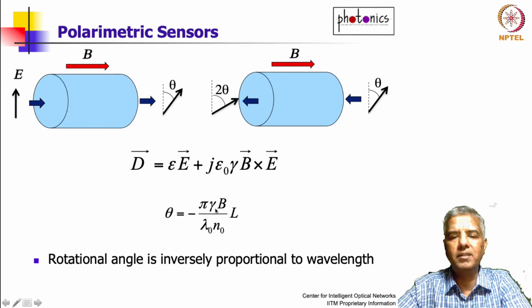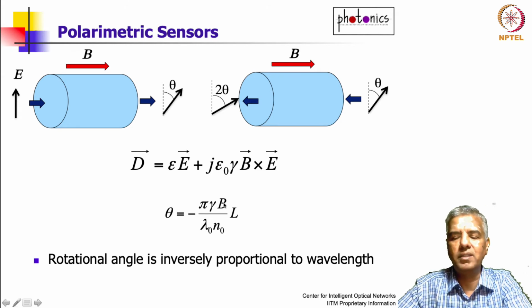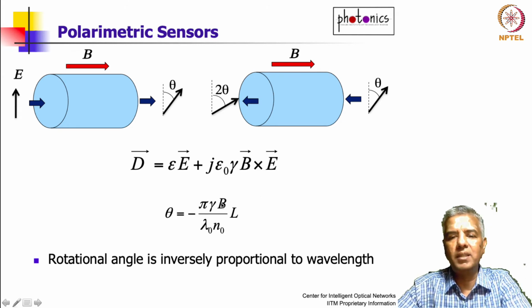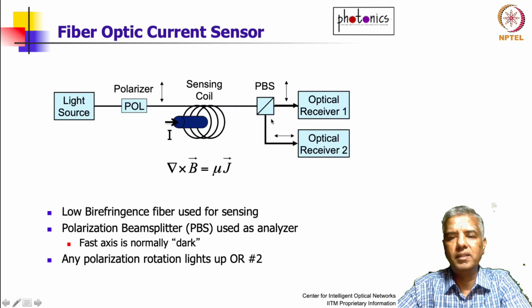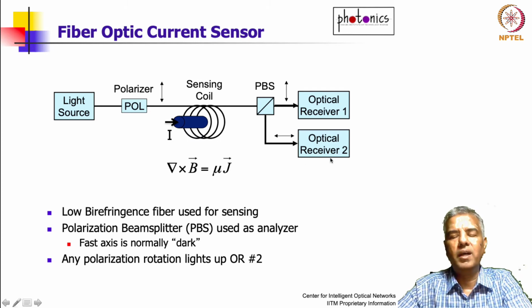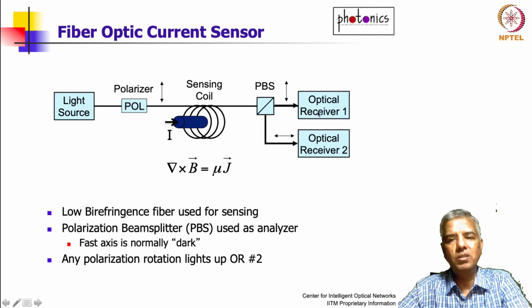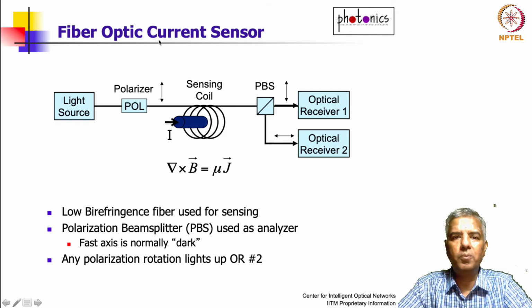So theta is proportional to the magnetic flux density. With larger magnetic flux density, which is dependent on the current, you have a larger theta, and hence you will have more light in this port compared to this port. And so this could be used as what is called a fiber optic current sensor.